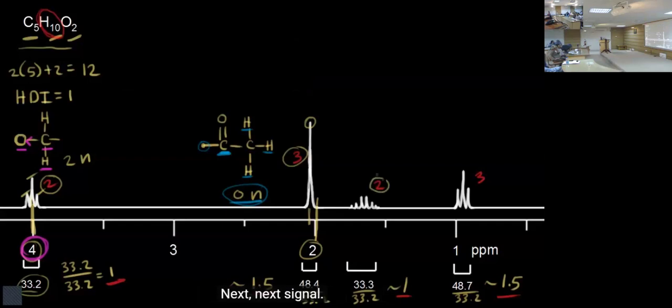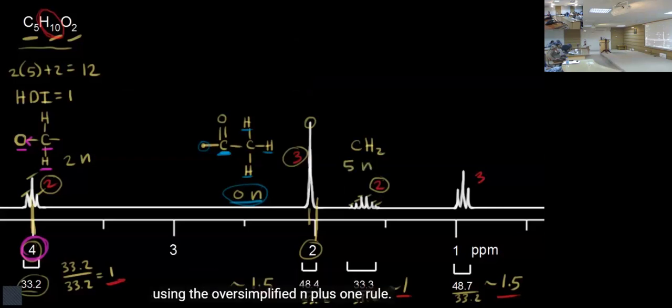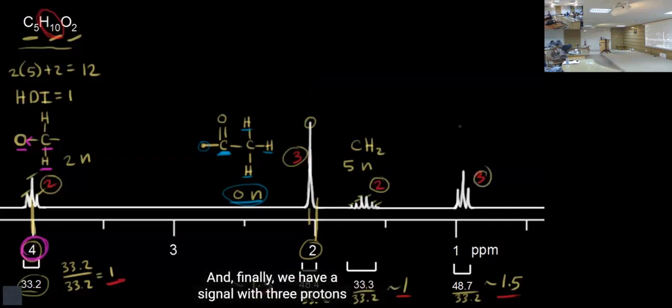Next signal, a CH2. So we draw in a CH2 here. How many neighbors? A little bit hard to see. 1, 2, 3, 4, 5, 6 peaks. 6 minus 1 is 5, so we would expect 5 neighbors using the oversimplified n+1 rule, and we'll come back to that CH2. And finally, we have a signal with 3 protons, so a CH3. How many neighbors for these methyl protons? Well, we have 1, 2, 3 peaks, so 3 minus 1 is 2, so 2 neighbors. All right, let's put all of the pieces of the puzzle together, and let's draw the final dot structure.